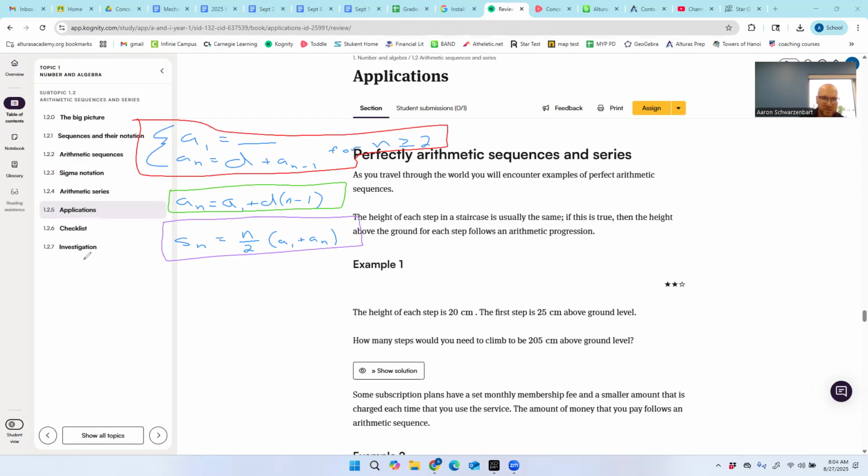They're pretty straightforward ones. So here we have the height of each step is 20 centimeters. The first step is 25 centimeters above the ground. How many steps would it take to climb to 205 centimeters above the ground? So this is going to be nice to use my explicit formula because I don't know which term I'm on, and I don't really feel like counting them up. 25 is my first, 20 is my common difference.